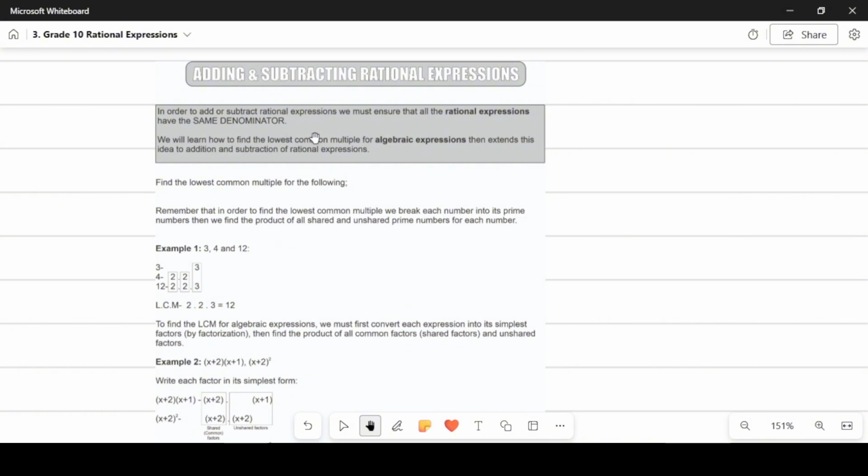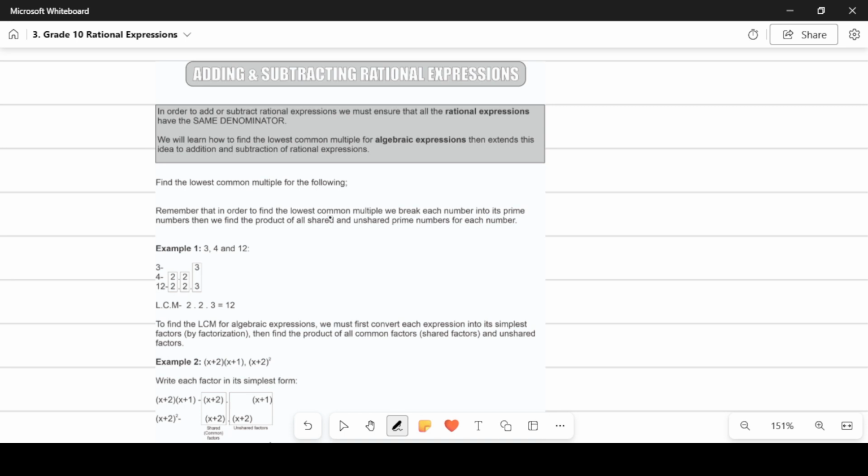We will learn how to find the LCM for algebraic expressions, then extend this idea to the addition and subtraction of rational expressions. It's a very simple process, but I discuss it in a lot of depth because, as I've said repeatedly, under exam conditions we become frantic, we become anxious, and that's when we make stupid mistakes. So I will discuss it in such a way that you'll have a rigid formula that you can use to solve these questions, but it does not require so much thinking. Right? If you keep practicing it, you'll become better at it, is what I'm saying.